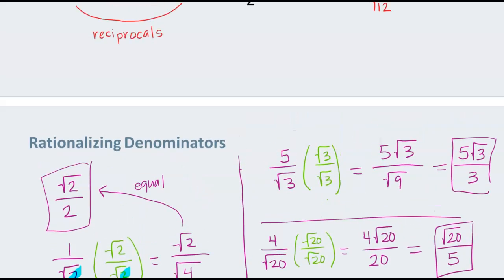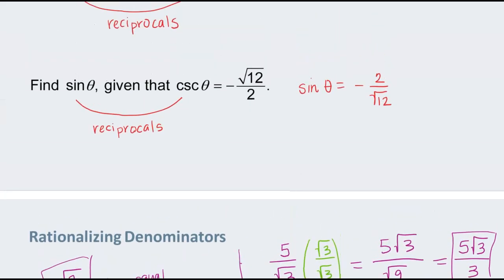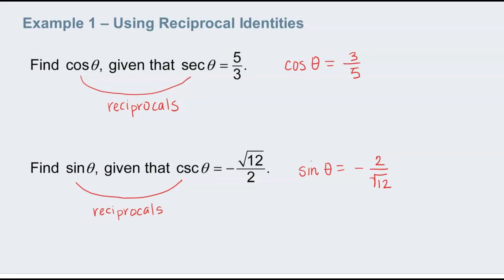Let's go back to the example we were doing up here. We got this answer, which is mathematically correct, but it's not grammatically correct. So we will multiply by the square root of 12 over the square root of 12.